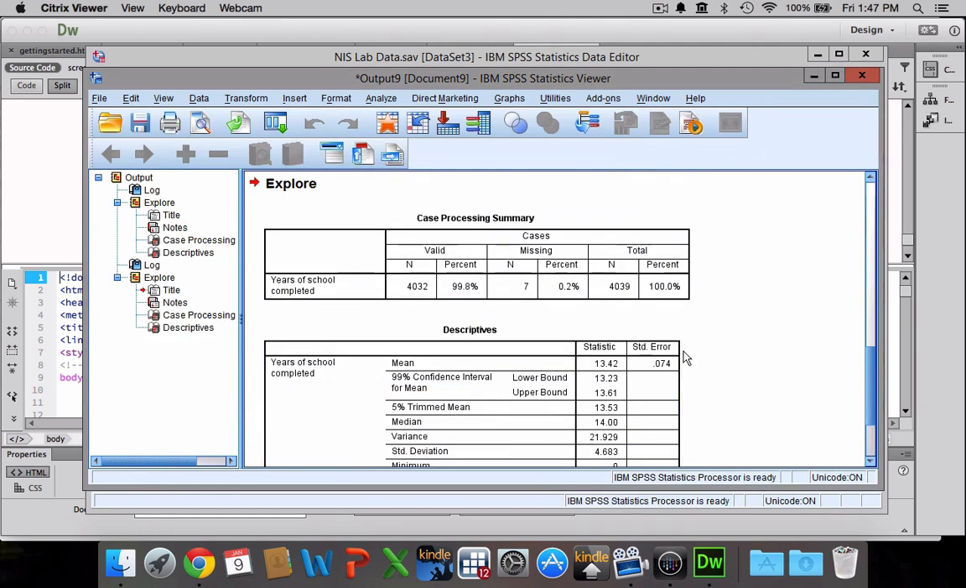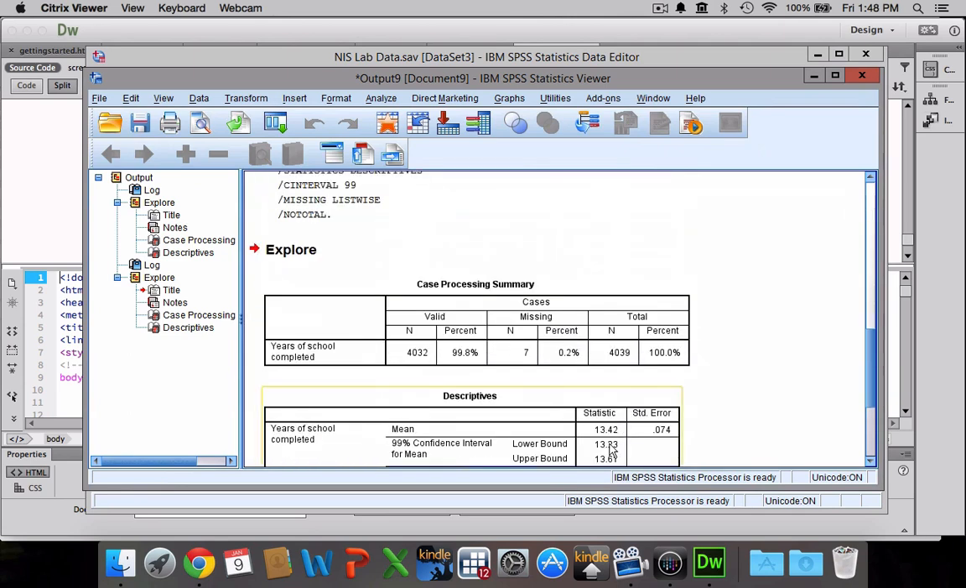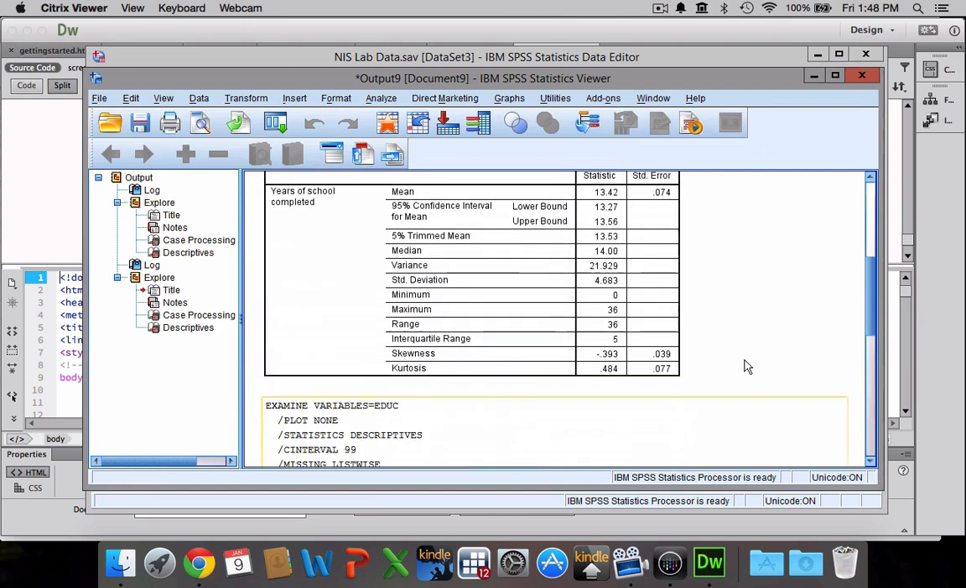And now we can compare these two values. So the mean stays the same, but our confidence interval actually got wider. So here we have 13.23 and 13.61, and we compare that to 13.27 and 13.56. Anytime you increase your confidence level, you're going to make your confidence interval wider because you'll be contributing a larger z-score to the equation. But essentially, you're more certain that the true population mean falls between these two numbers at 99% than you were with these two numbers at 95%.